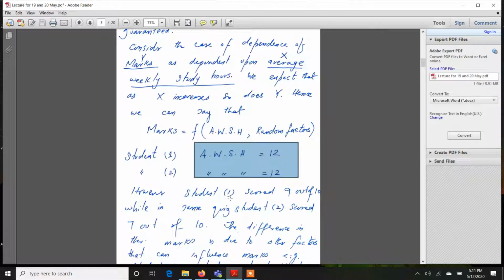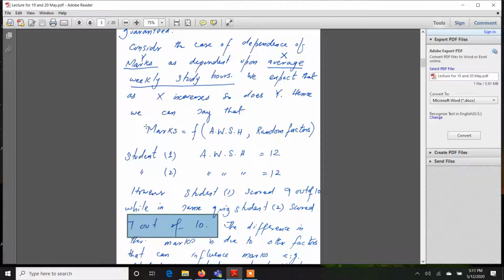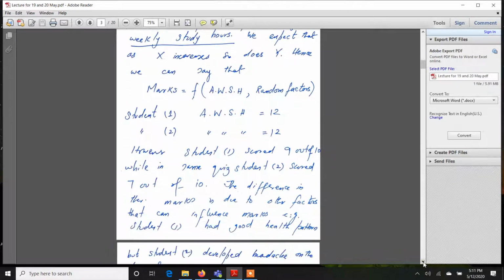But it is fairly possible that student 1 scored 9 out of 10 marks, while in the same quiz student 2 scored 7 out of 10 marks. So why is there this difference? It's actually because we cannot exactly calculate marks on the basis of knowledge about our study hours. We can estimate, but we cannot calculate.